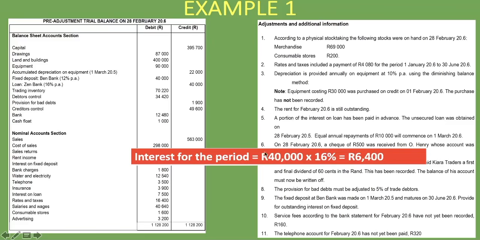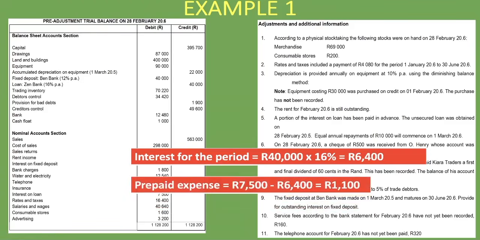Now, if you go to the nominal account section, if you look for interest here, you will see that we have interest on loan 7,500 Rand. Now, remember, we're told the portion of the interest on loan has been paid in advance. That means the difference between the 7,500 Rand and the 6,400 is what we have paid in advance. And it's going to be 1,100, because the 7,500 that we have in our pre-adjustment trial balance minus what we actually owed, 6,400. It means we have paid 1,100 Rand in advance.